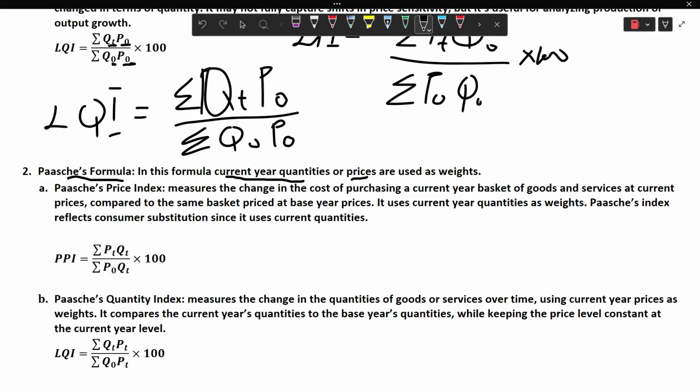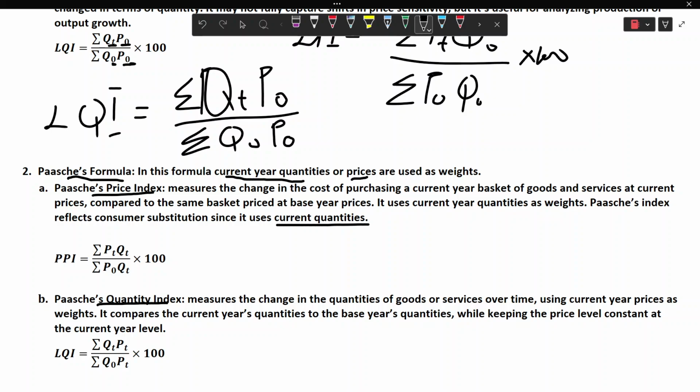We also have the purchase price and the purchase quantity index. The purchase price index measures the change in the cost of purchasing a current year basket of goods and services at current prices compared to the same basket price at the base year prices. It uses current year quantities as weight. The purchase index reflects consumer substitution since it uses current year quantities.